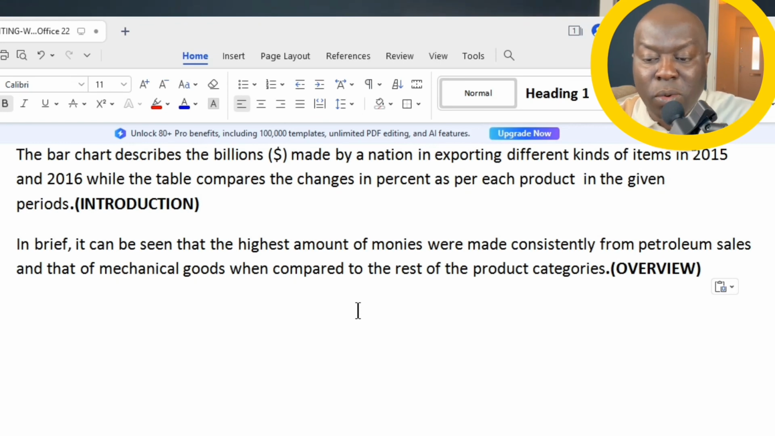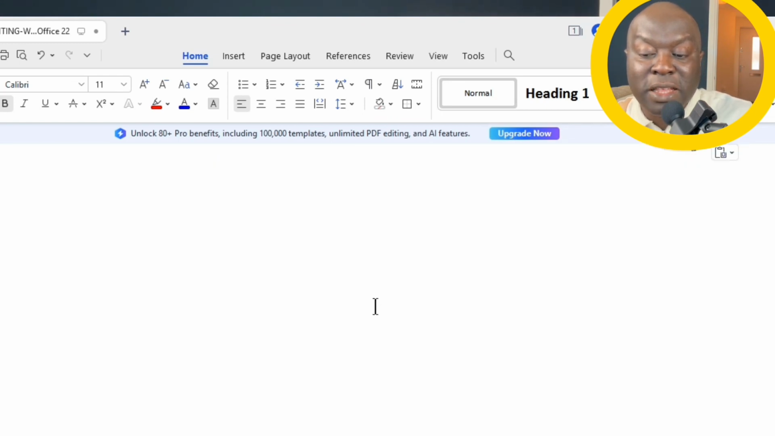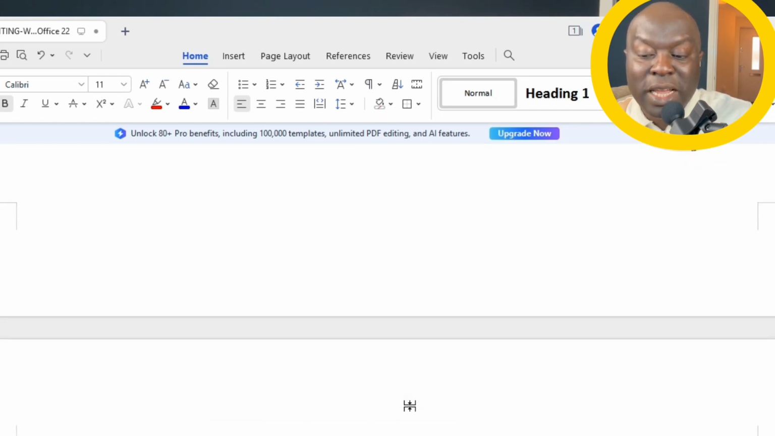Your overview is going to be just short, to tell the examiner this is it. If you watch this, it means that in this overview, the highest amount of monies were made consistently from petroleum sales and mechanical goods. It means that one paragraph is going to deal with petroleum sales and mechanical goods. Why? Because mechanical goods and petroleum sales are those ones that the country got a lot of money from.